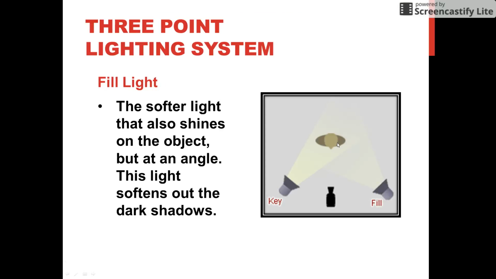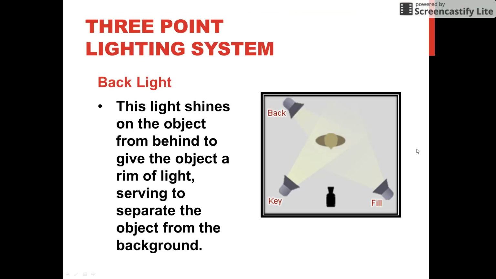The fill light, on the other hand, is a softer light. It also shines on the object, but typically at an angle. This light, its purpose is to soften out dark and harsh shadows. So you can see here in this image that the fill light is noticeably less intense than the key light.